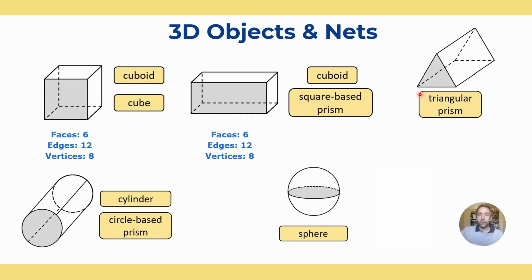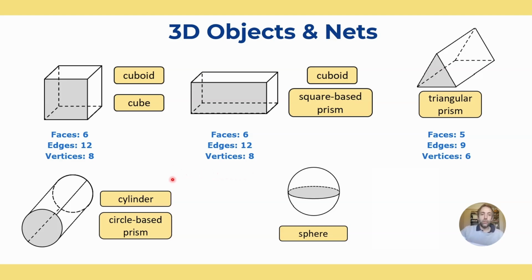But this triangular prism, let's focus on the faces here. I can see a triangle at the front, a triangle at the back, and then I've got a rectangle here, a rectangle on the other side, and one rectangle on the bottom. So that made 5 faces. They are connected with 9 edges as well as 6 vertices. Okay, so if you got that right, really well done.